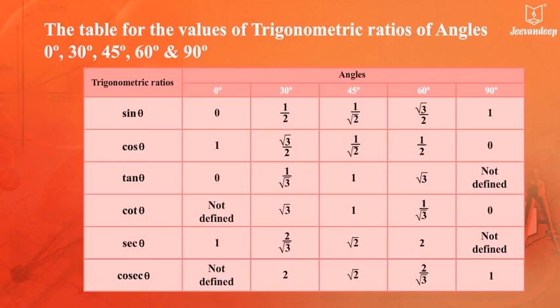Want to know how? Look at your left hand. The thumb denotes 0 degree. The index finger denotes 30 degrees. The middle finger denotes 45 degrees. The ring finger denotes 60 degrees and the little finger denotes 90 degrees.